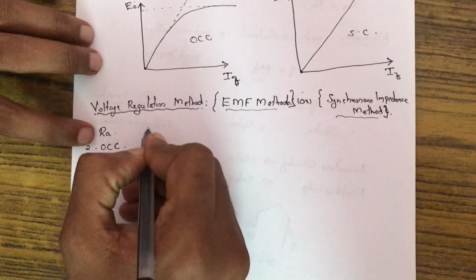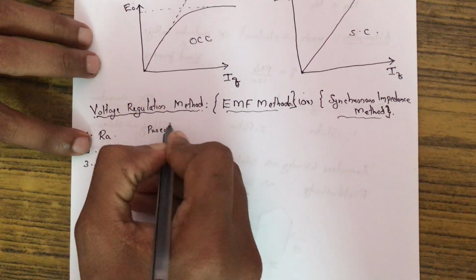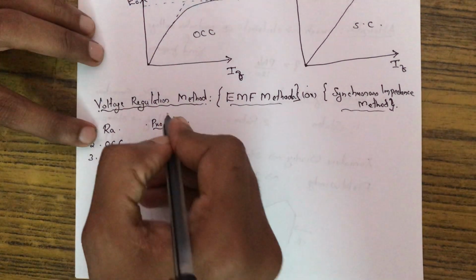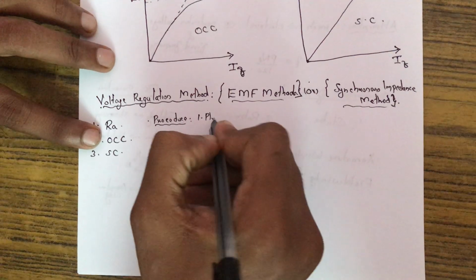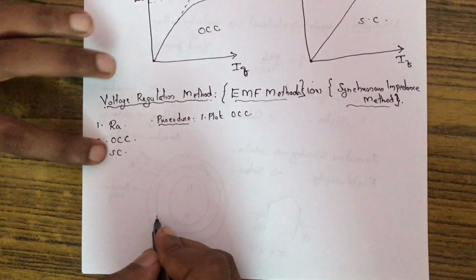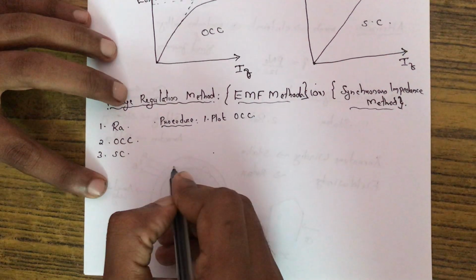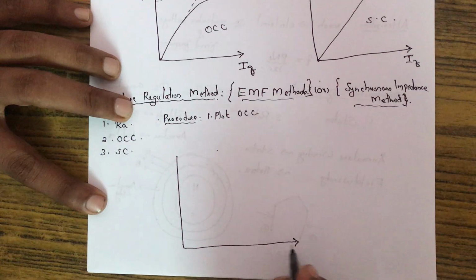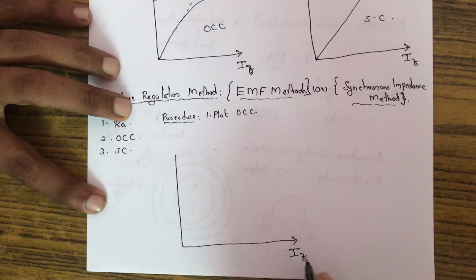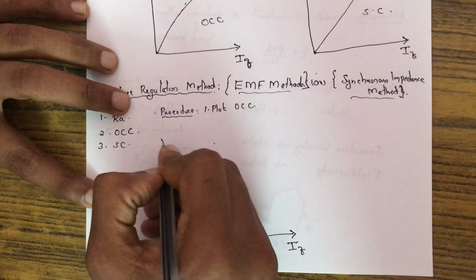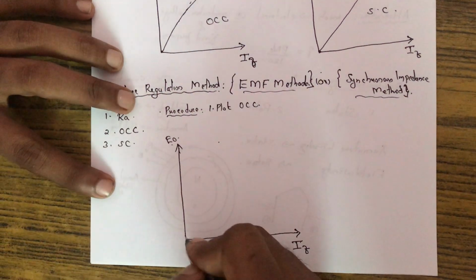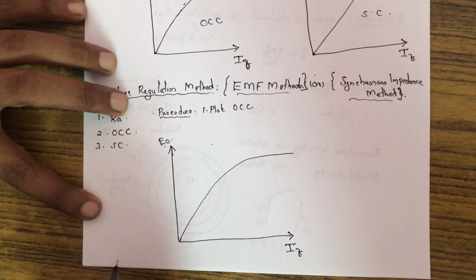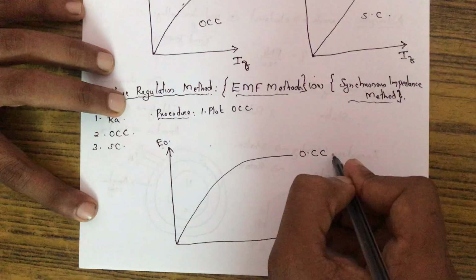So the EMF method procedure. Let us see the procedure of this EMF method. First we have to plot the OCC. The OCC curve is plotted between field current IF and E0. So the OCC curve will be like this, right? So the OCC curve is plotted.